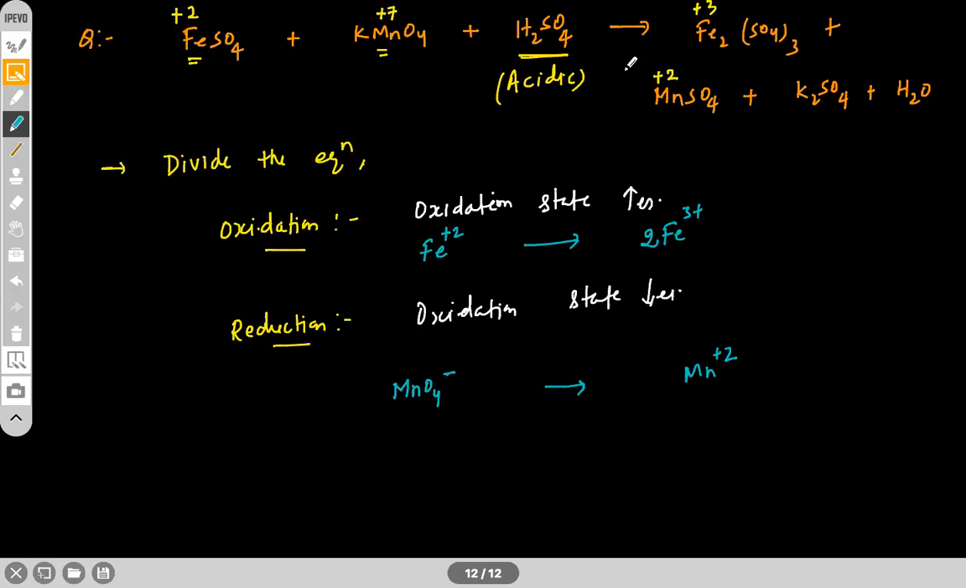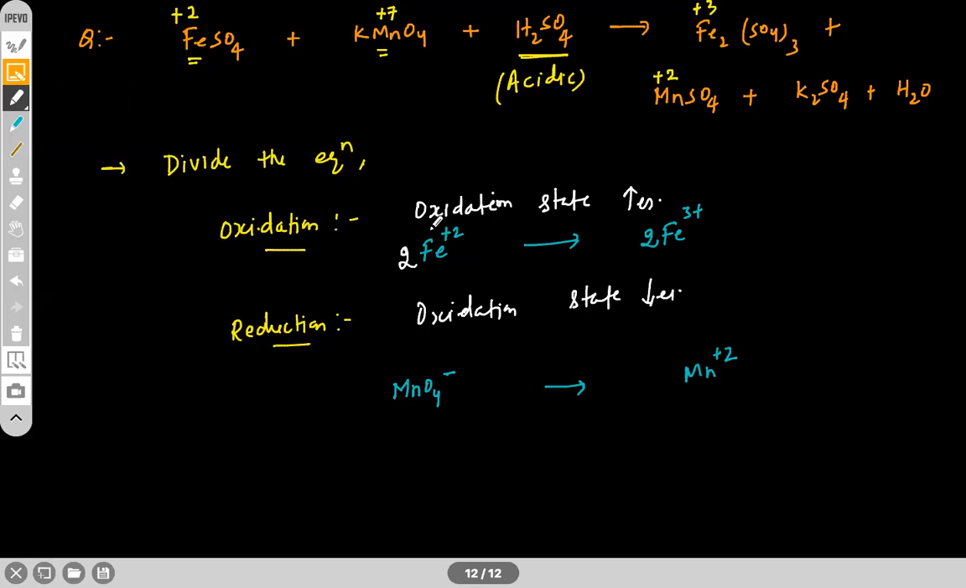Now, depending upon the medium, we have to balance oxygen. And before that, we have to balance all atoms other than oxygen and hydrogen. So in this equation you see, iron is balanced, yes or no? Is it balanced, iron? No, it is not balanced, correct? To balance iron, we don't bother about the charge, plus 2 and plus 3. Just focus on atoms first, okay?